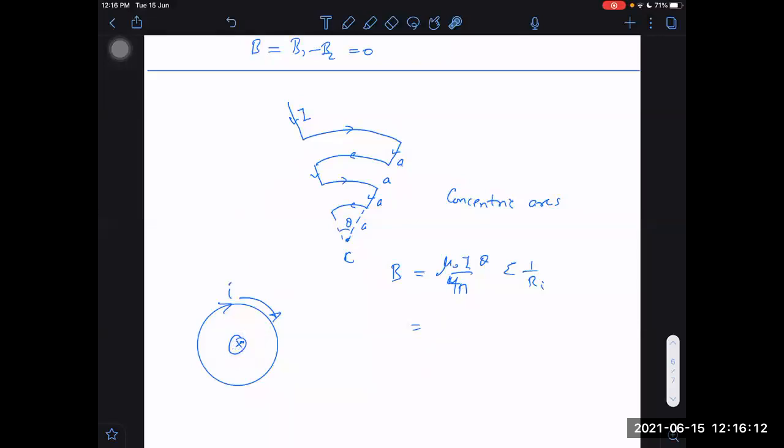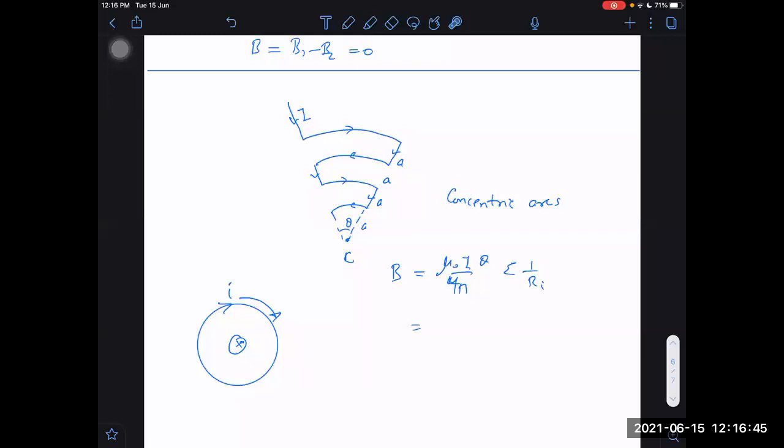Usually I told you to hold the wire with your right hand and point the thumb in the direction of current. That is one way. But when the wire is a circular arc, you can do the opposite also. You can take the fingers along the wire, and the thumb will come out in the direction of the magnetic field at the center. It will not give us the field outside. It will give us the field at the center. Is it okay?